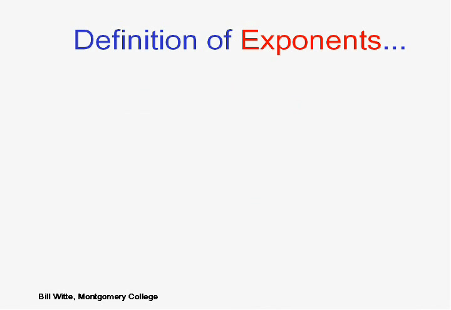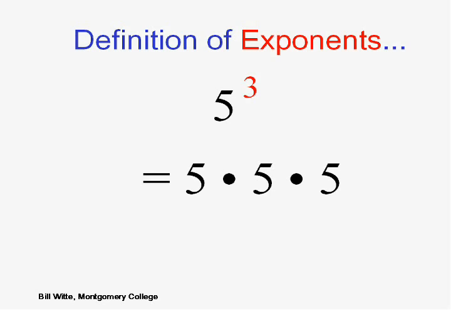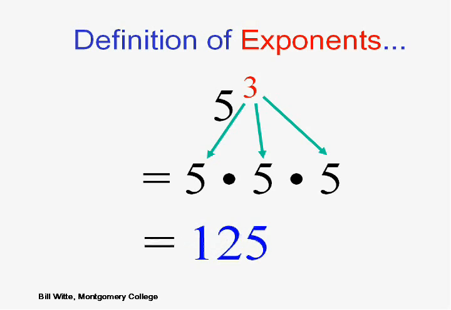Exponents are not multiple addition. Exponents, they go up here, mean multiple multiplication. So we're not going to get 15 here. We're going to get 5 times 5. That's 25. Take that answer and multiply that times 5, and you get a hugely different answer, 125.